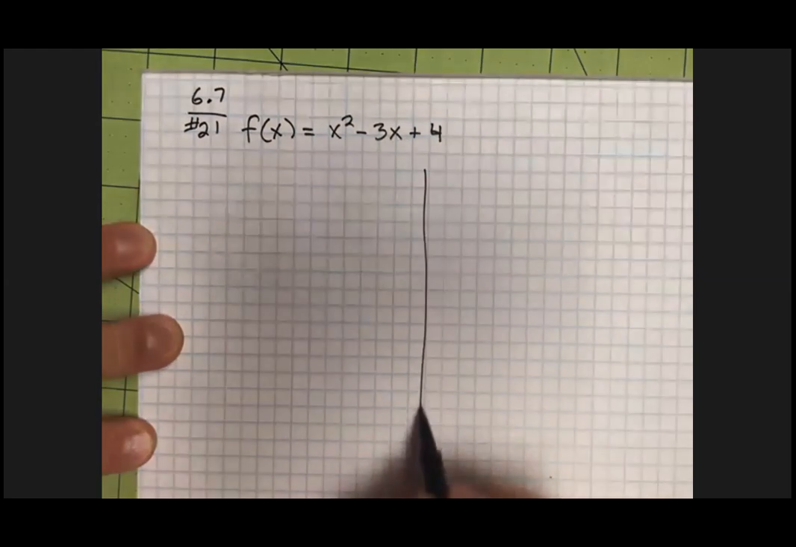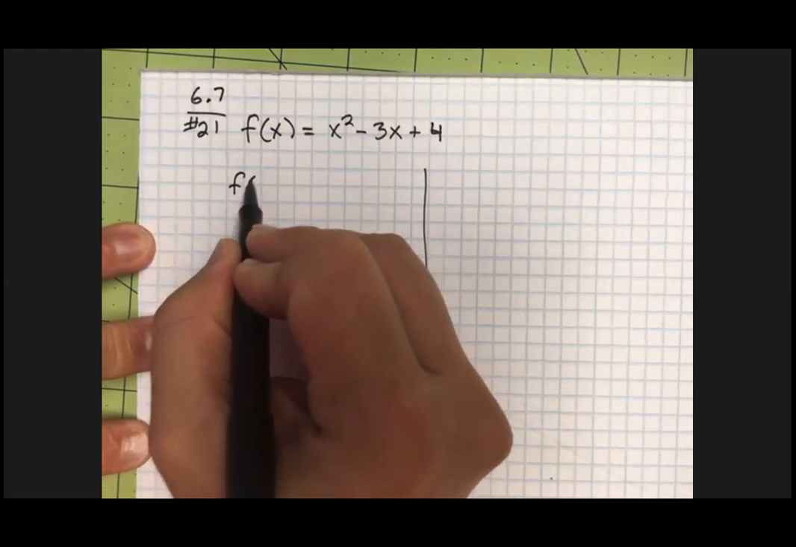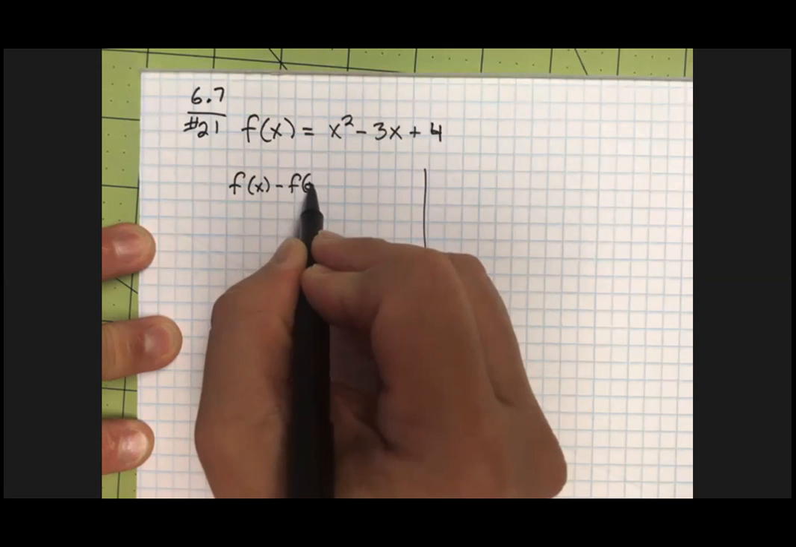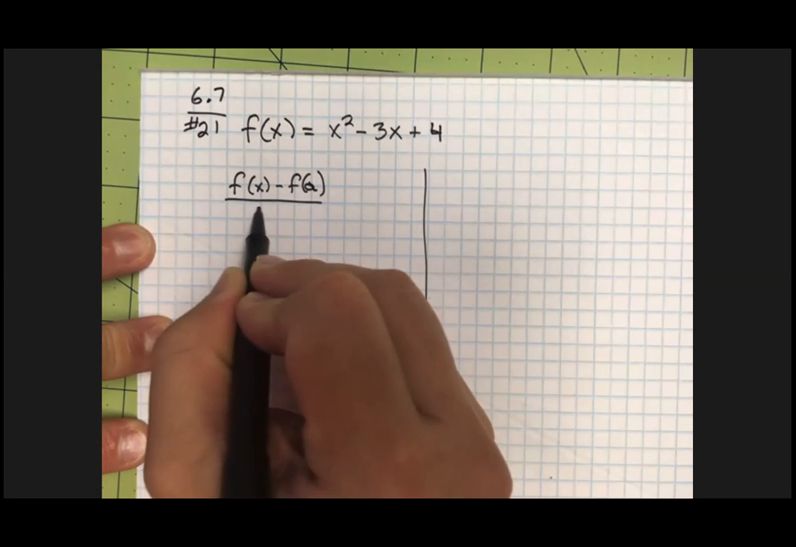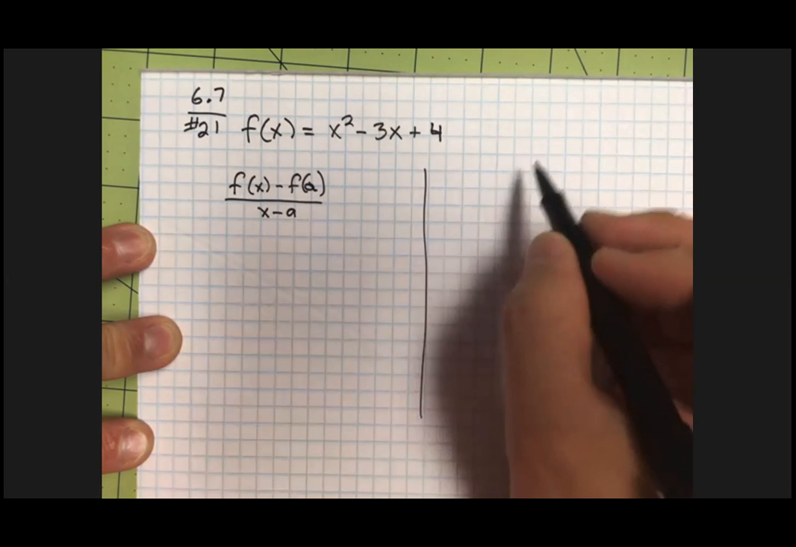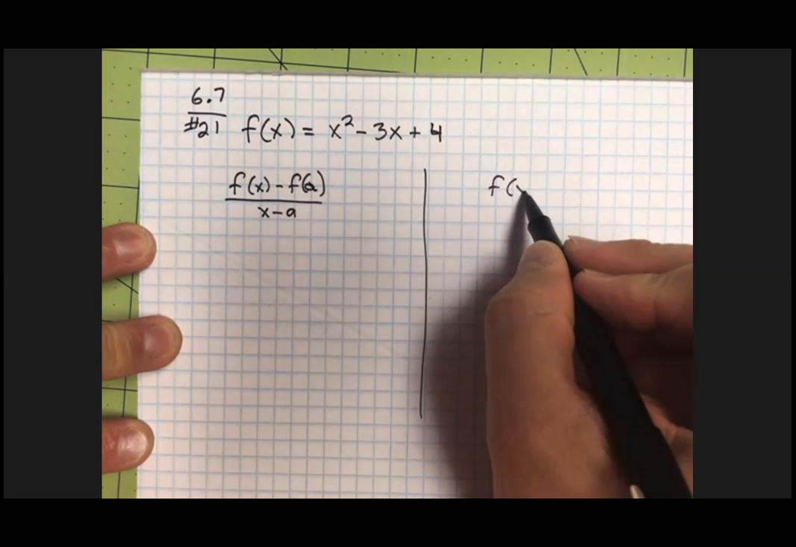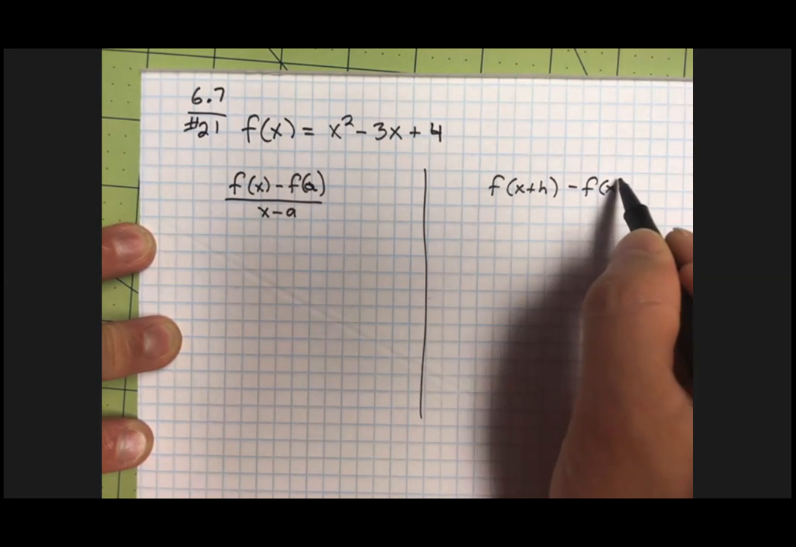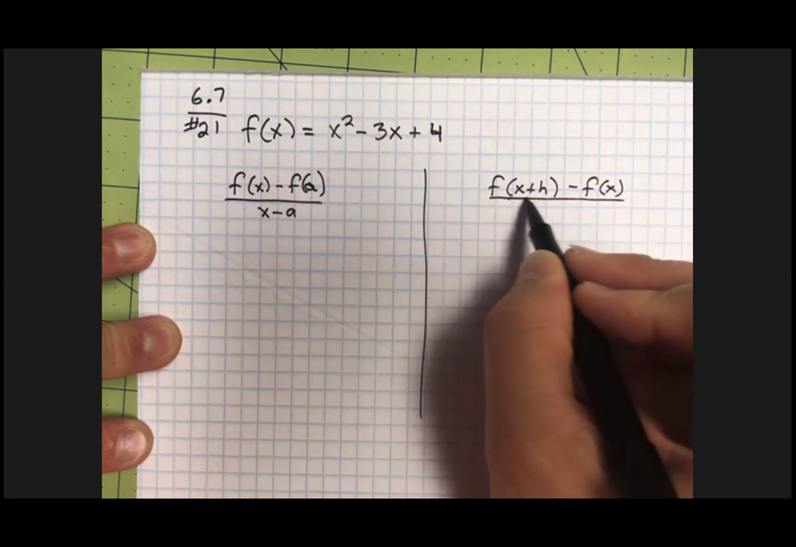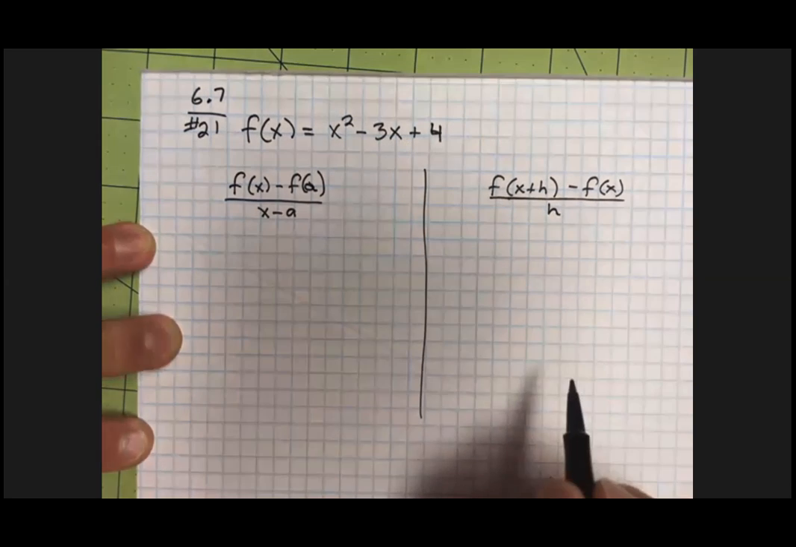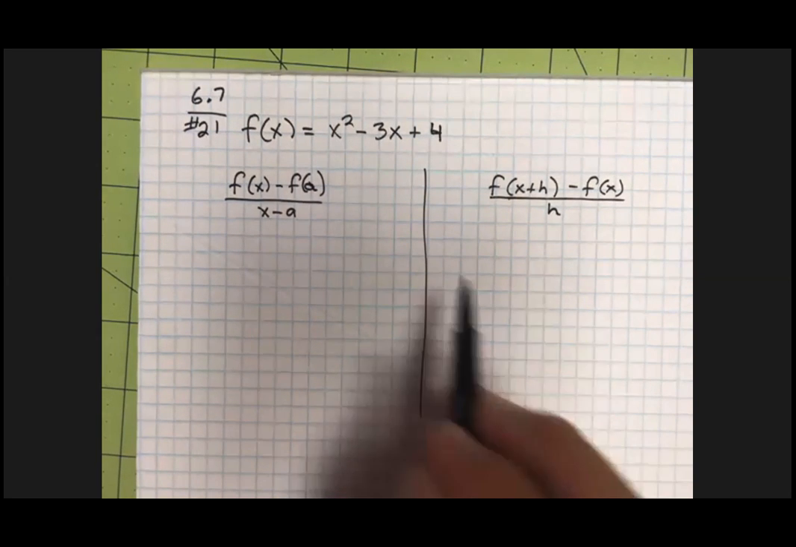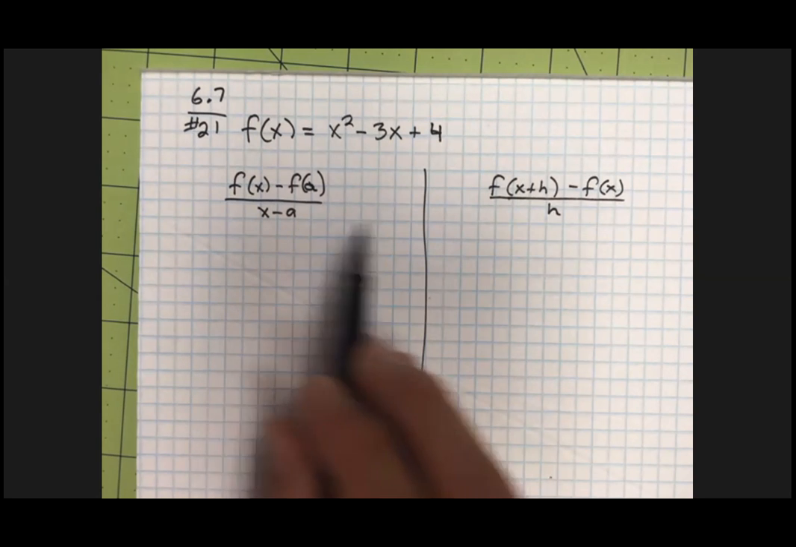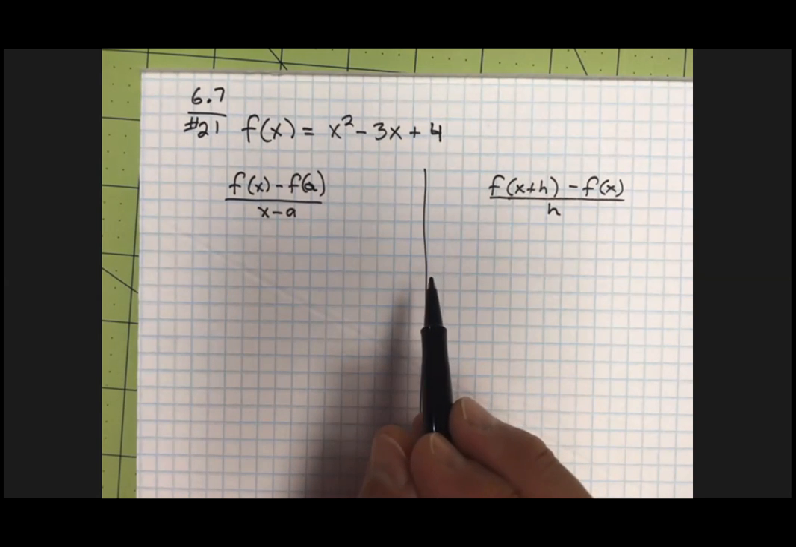And you may not have done something like this before, but he says, tell me what happens if you do f of x minus f of a divided by x minus a. Then he says, tell me what happens if you do f of x plus h minus f of x over h. Now they look a little bit similar, not exactly the same, but the strange thing is in both cases, kind of the same thing happens.